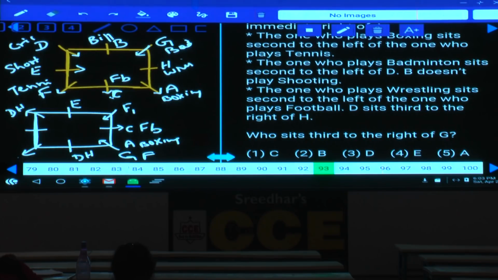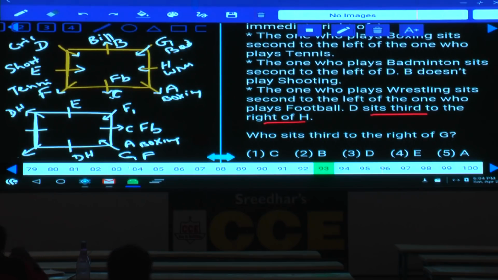Any information regarding H and B? Last one: D sits third to the right of H. Now D is seated third to the right of H, and H is facing the center. Among the persons facing the center, 2 are outside and 2 inside. Hence B will be away from the center. Now this is how these 8 persons are seated around this circular table, some of them inward and some outward.